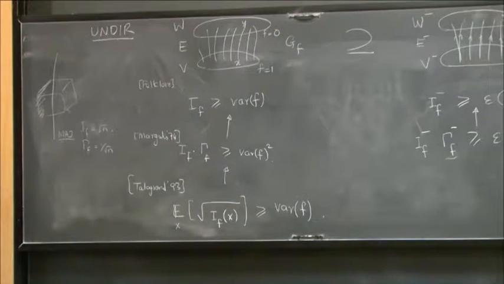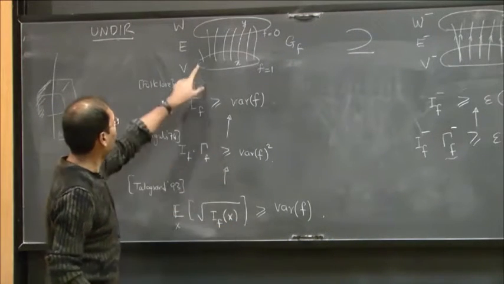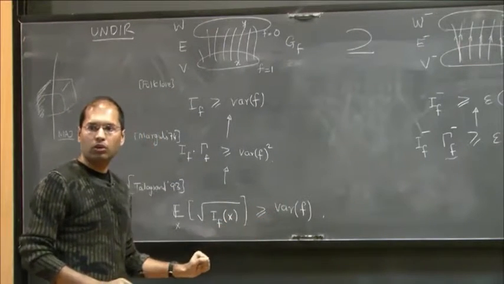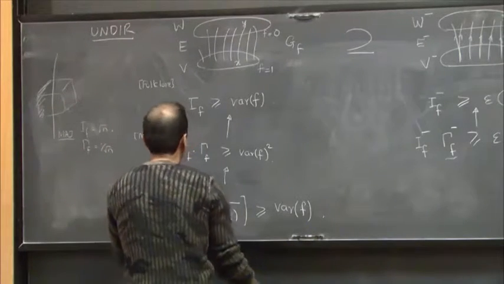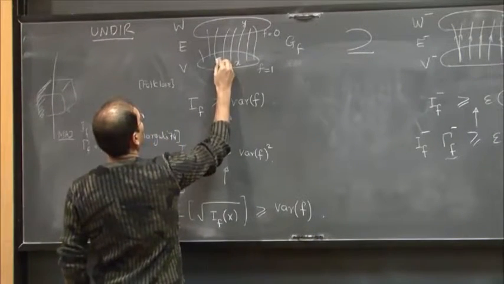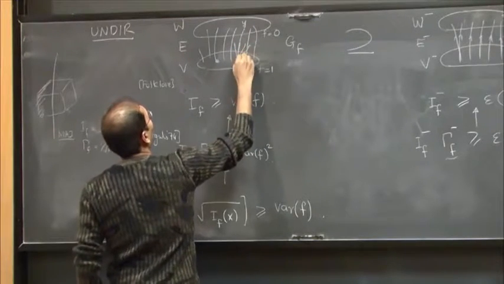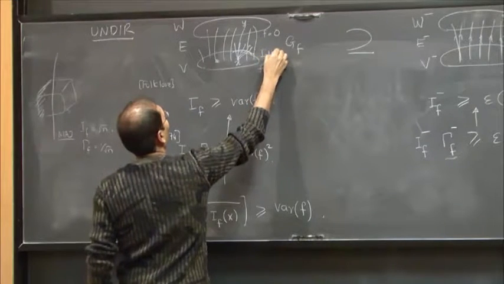So the expected value of the square root of whatever this quantity is, just think of this as the degree in this graph. So the expected value of the square root of degrees is at least equal to the variance. What is this quantity f of x? It's simply the degree in this graph. Suppose I have input x, then you look at the degree, and this degree is f of x.